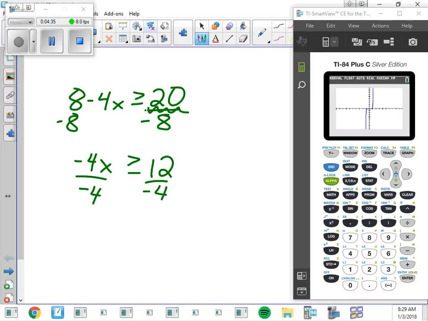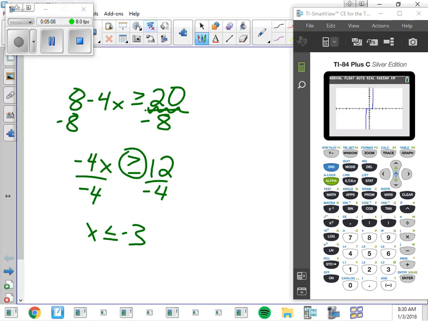Ah, good. You remember. Whenever you multiply or divide by a negative, you have to flip the inequality. And I don't think anyone's ever told you why that's the case, but I will. So the answer should be x, and I flip that, is less than or equal to 12 divided by negative 4 is negative 3. Why do you have to flip the inequality when you multiply or divide by a negative?